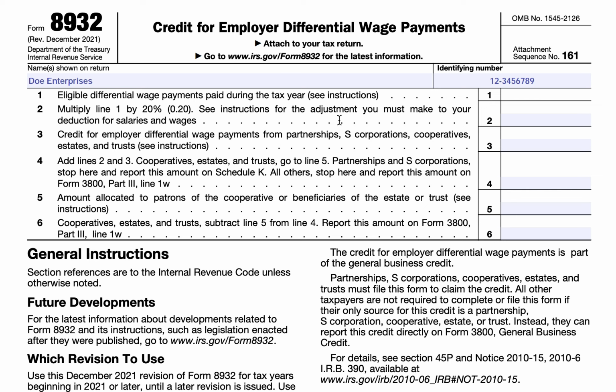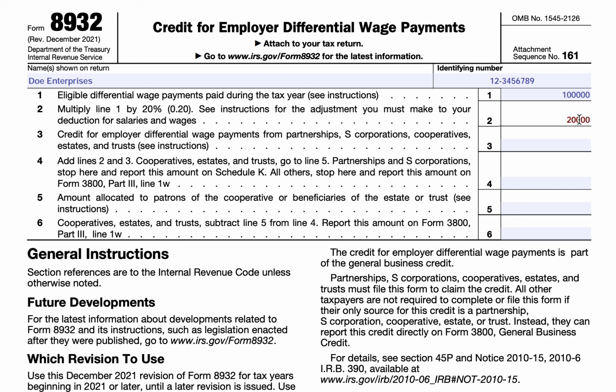So let's get started. Let's just imagine that John Doe, for whatever reason, has enough employees to where he's making differential wage payments for all of them 100%. So in the tax year, he had a really tough year and he made $100,000 of differential wage payments. No more than $20,000 per qualified employee, but he had 5 employees, so they all got the max. So in this case, he would multiply line 1, $100,000 by 20%. He would enter that into line 2.